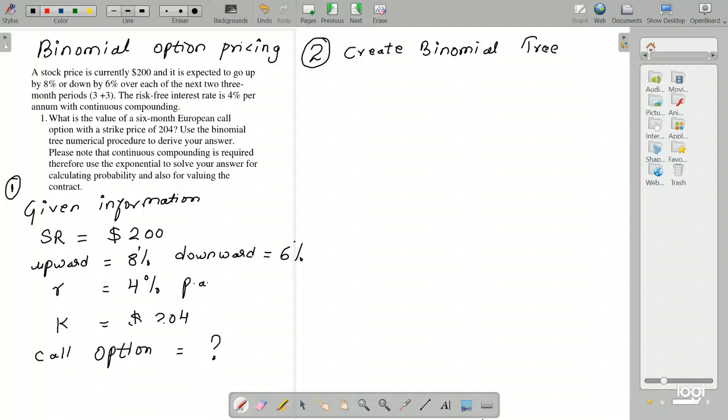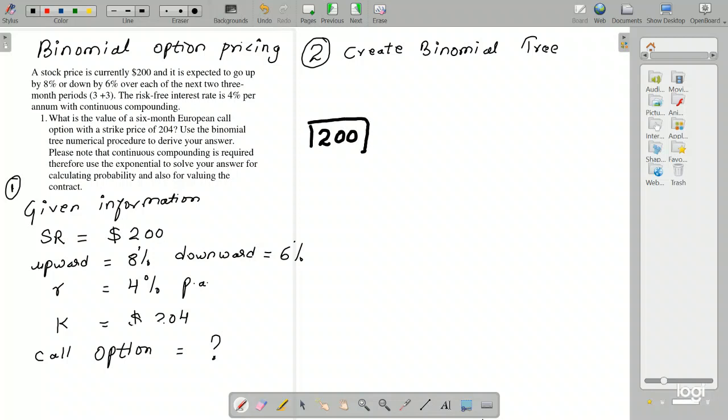Here I need to create the binomial tree based on the given information. So I'll again go back to the question, and I just wanted to know how much is the price today, the spot rate I'm talking about. So I got to know from the question that it is, let me write this maybe a bit bold so that it's, yeah, that makes sense.